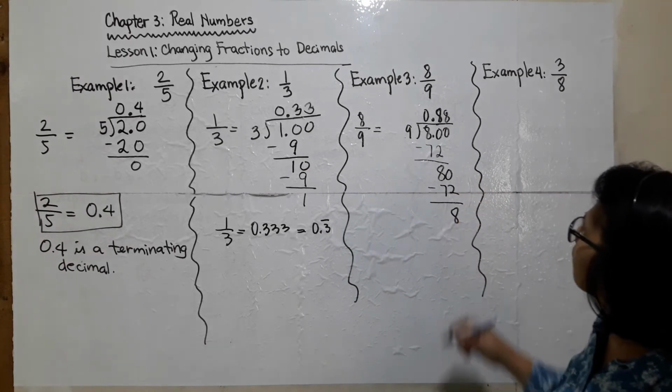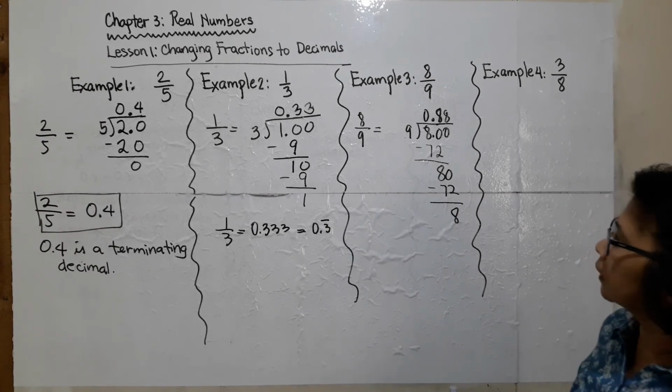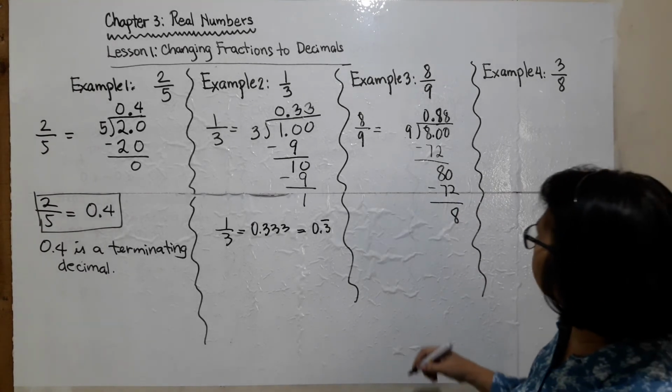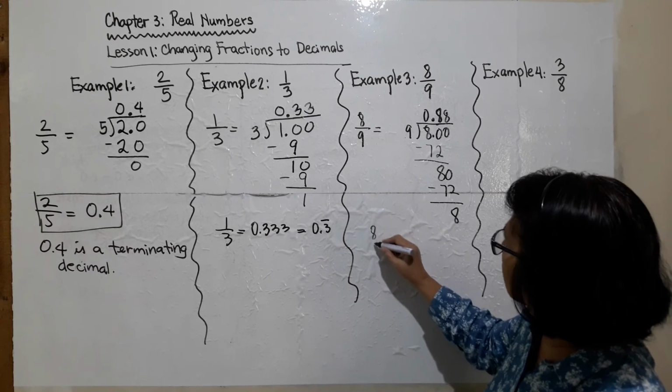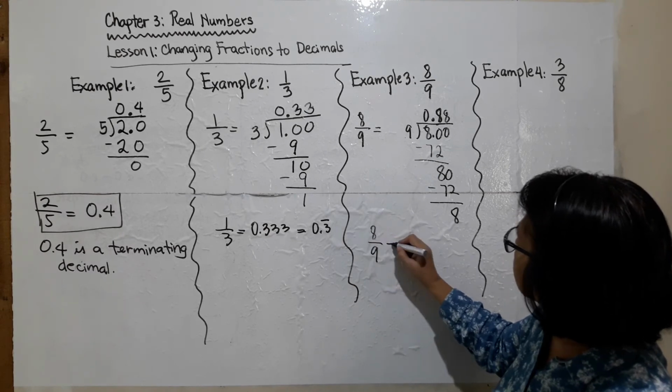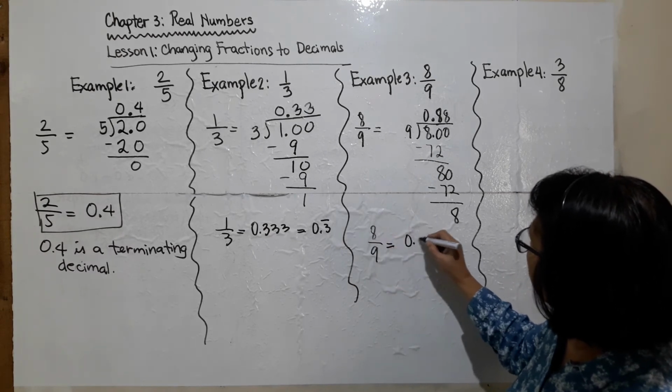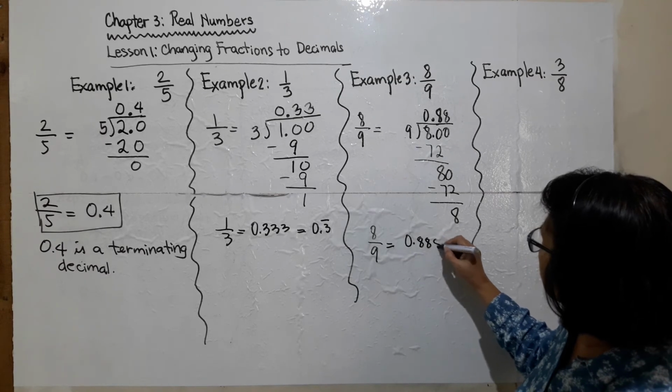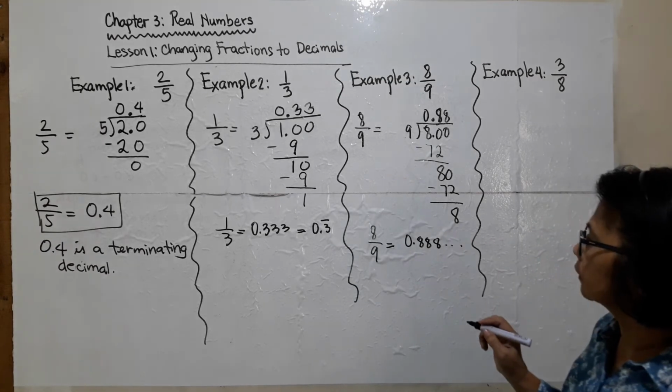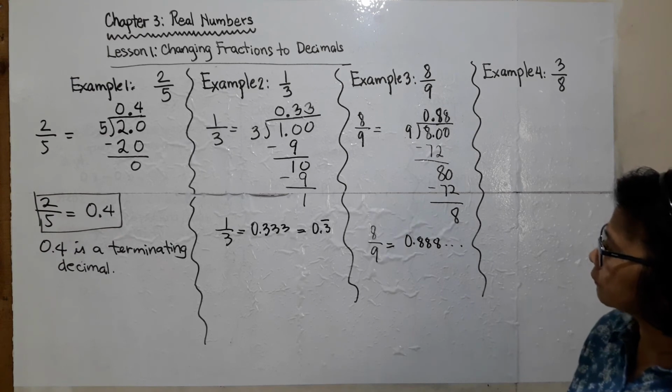So what do you notice also? Digit 8 keeps on repeating. This simply means that 8 over 9 is equal to 0.8888. Okay?